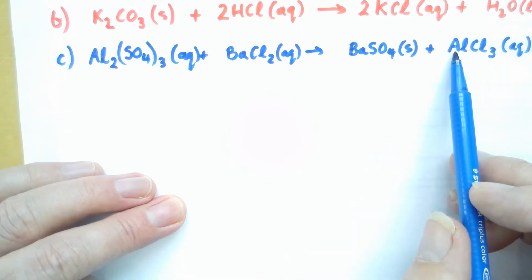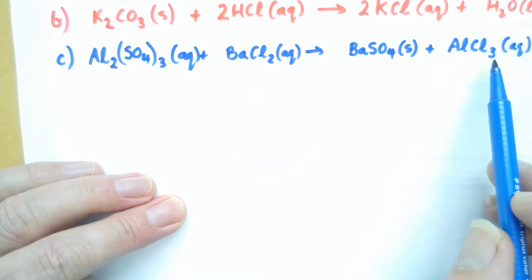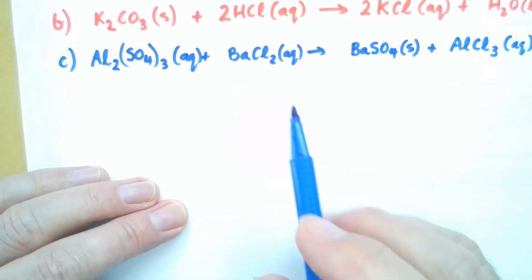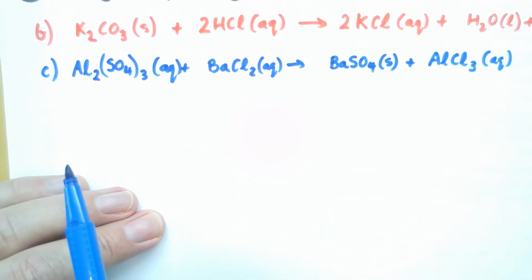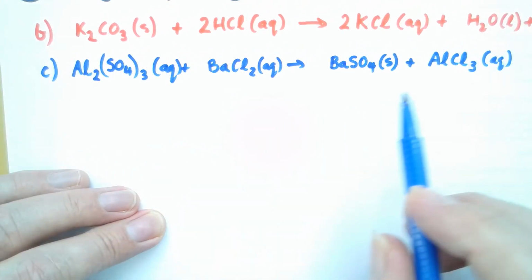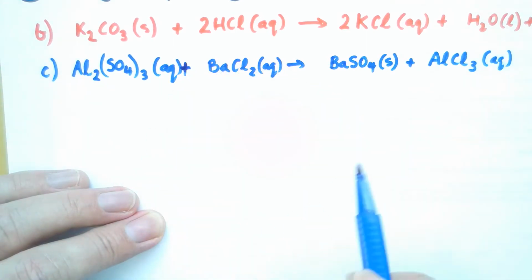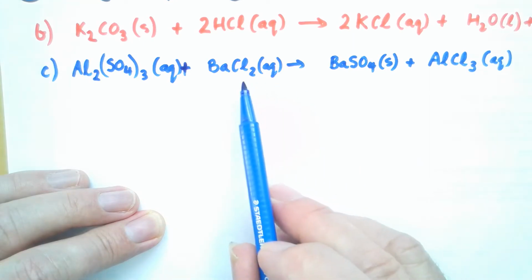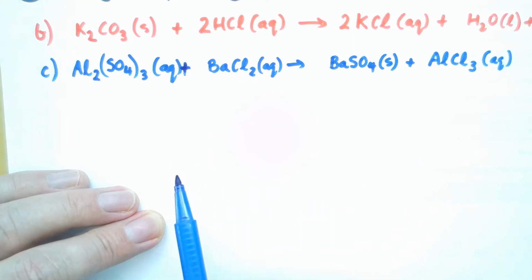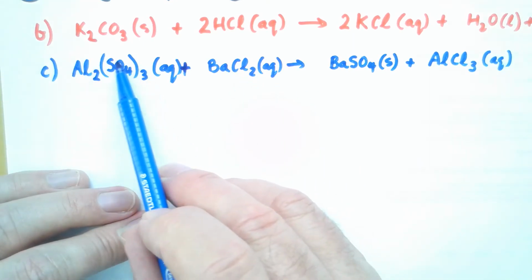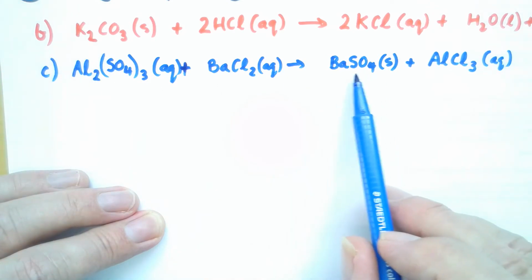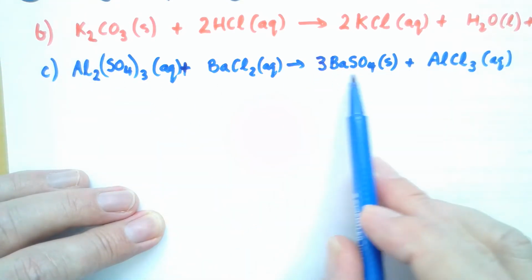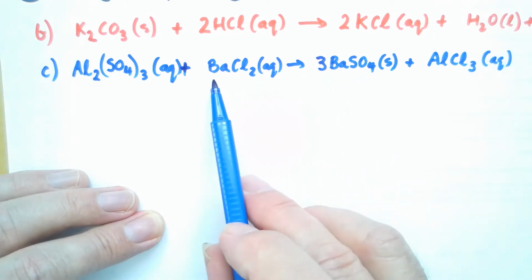Aluminium is a 3+ ion, chloride a minus ion, so we need 3 of those to balance the 3+ charge. So do we have our equation balanced? I'm sure we don't. We've got 3 chlorines over here, 2 chlorines over this side, 3 sulfates, only 1 sulfate. Let's try putting a 3 there. So we've now got 3 sulfates.